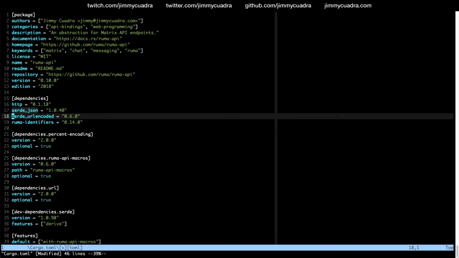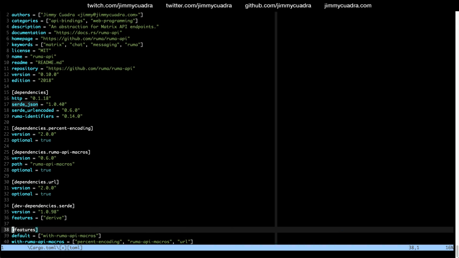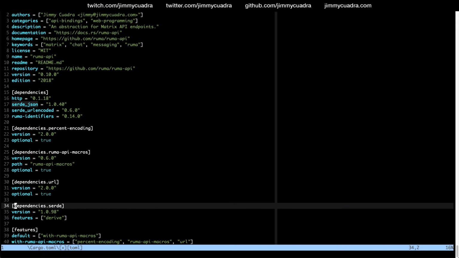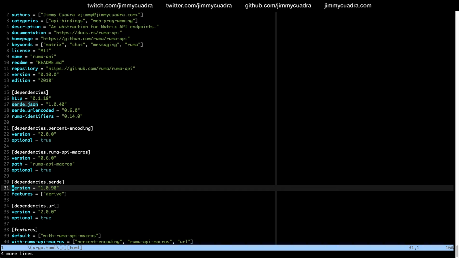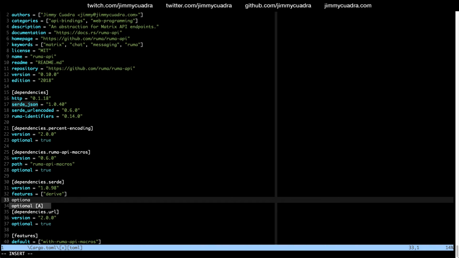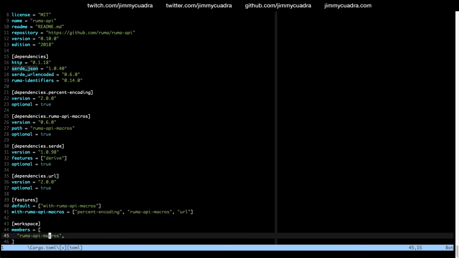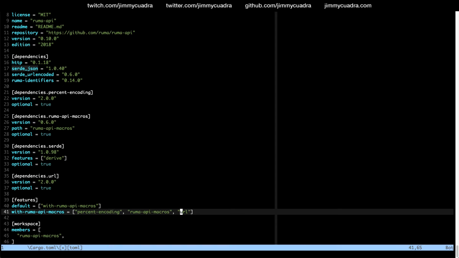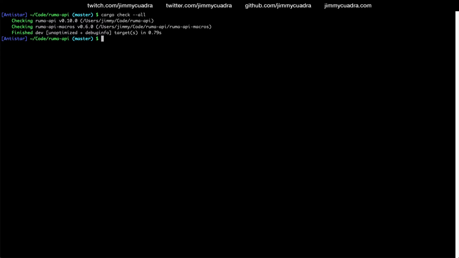But in any case, oh wait a minute, dev-dependencies serde. So this was actually already here. I think what I want to do is, I also want to reorder this because as I mentioned, I'm pretty anal about this stuff. So we want to make this optional, and this will be turned on by the ruma_api_macros. Serde. Okay. Let's try that again. Cargo check --all. Okay. That time it liked it.